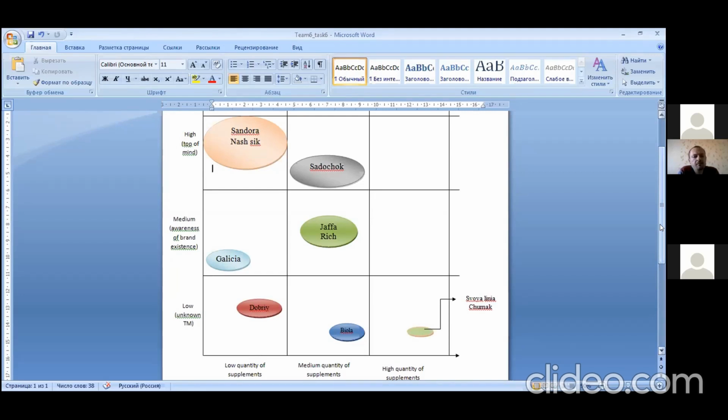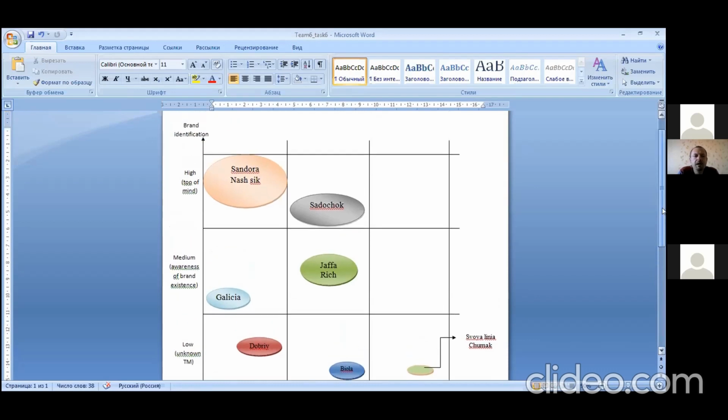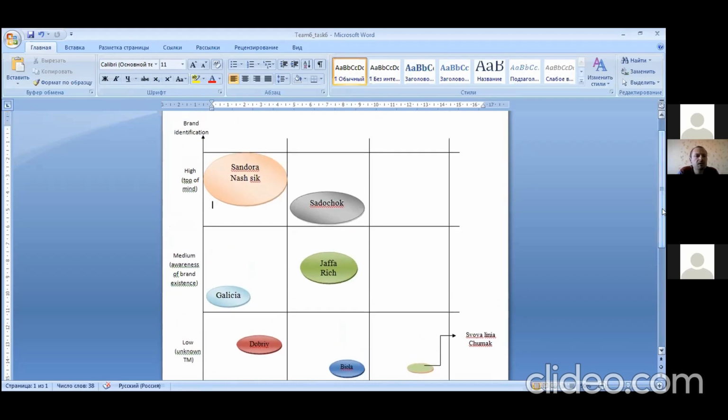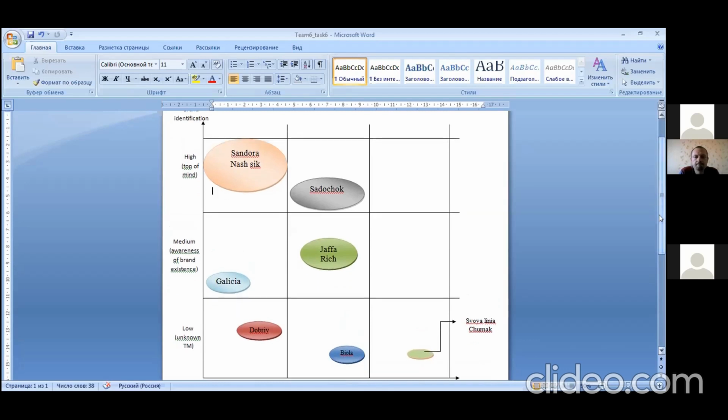But actually it is okay. And the same for the vertical axis, you have to describe every milestone. What does it mean? High identification, medium identification, and low identification. Okay? So we need to write one or two sentences about every interval? Yes.